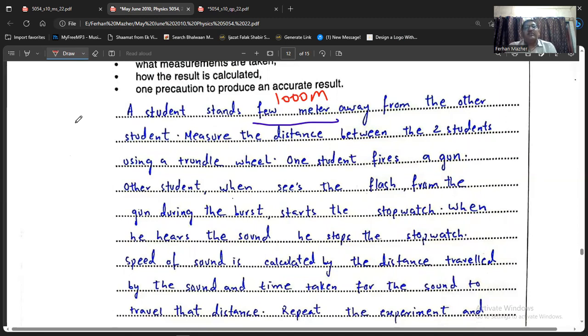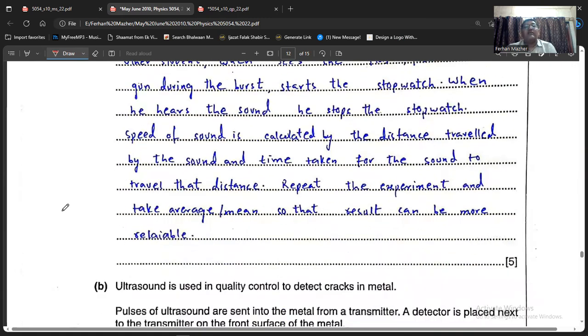Measure the distance between the two students using a trundle wheel. One student fires a gun. The other student, when he sees the flash from the gun during the burst, starts the stopwatch. When he hears the sound, he stops the stopwatch. Speed of the sound is calculated by the distance traveled by the sound and the time taken for the sound to travel.